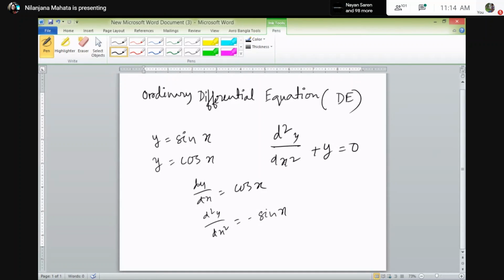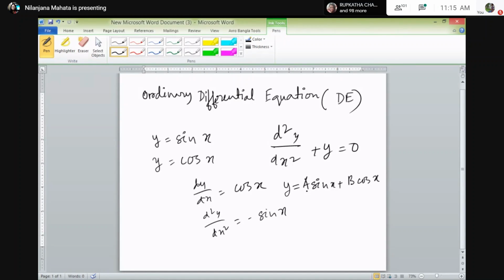But the general solution will consist of both. This will be the general solution of this equation. Remember, the number of arbitrary constants will be the same as the order of the differential equation. See, here the order of the differential equation is 2. So your number of arbitrary constants is 2. That is, here A and B. So an nth order ordinary differential equation will have n arbitrary constants.